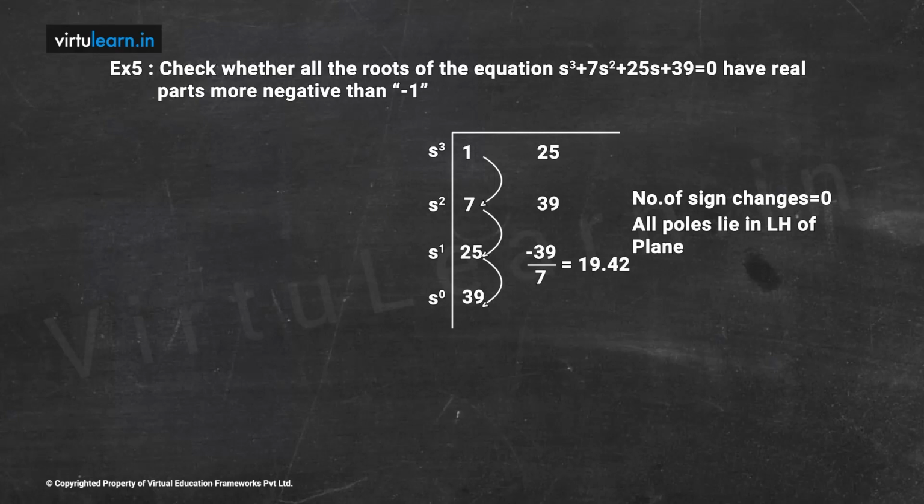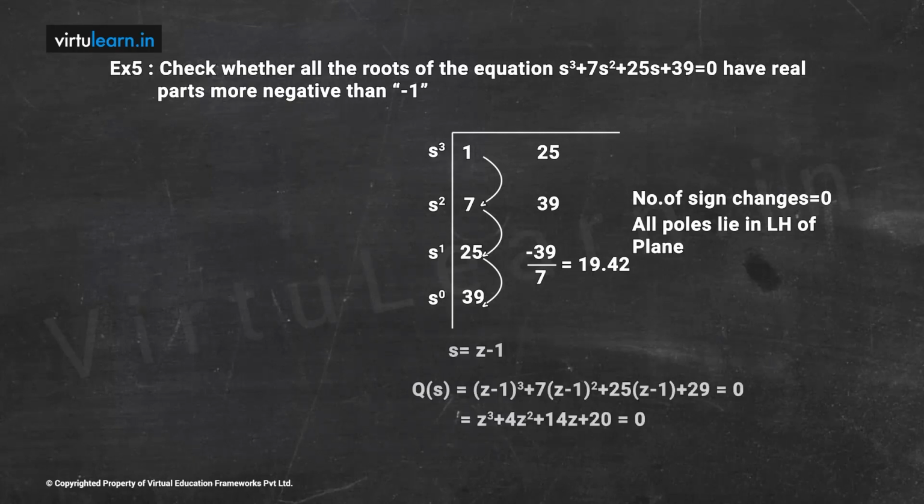What do you mean by more negative than minus 1? More negative than minus 1 is minus 2, minus 3, minus 4 like that. So how many are there like that? It directly tells you how many poles are there to the left of the s equal to minus 1 axis. So I have the s equal to minus 1 axis. You find out how many poles are there to the left of this particular axis, right?